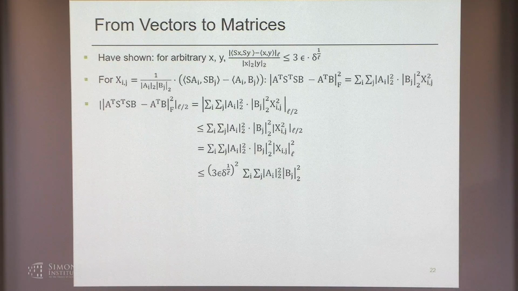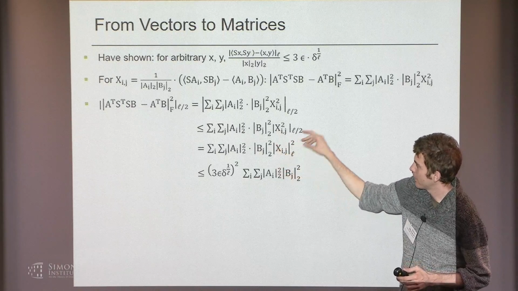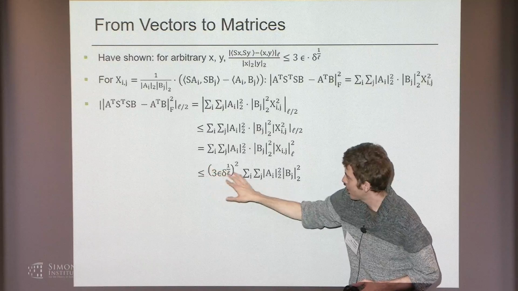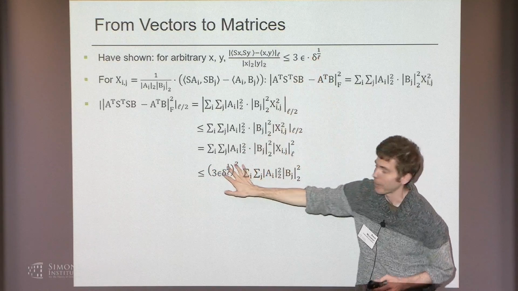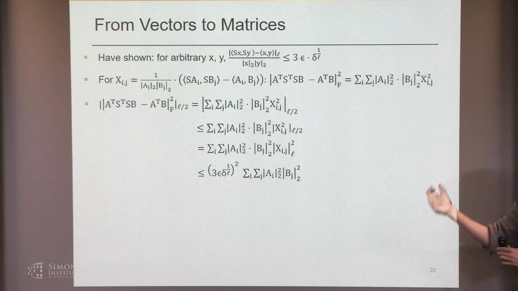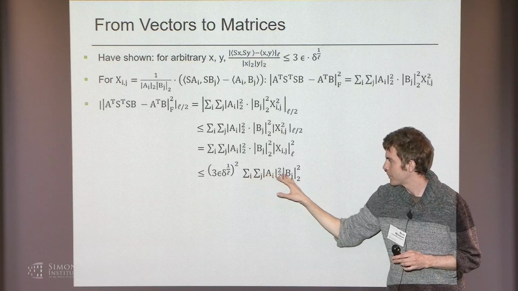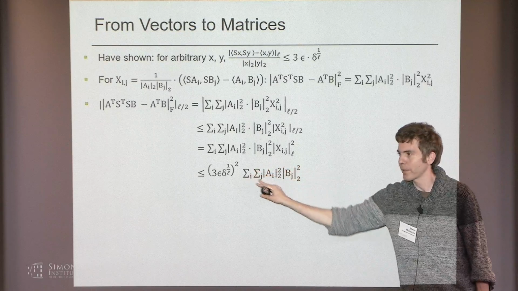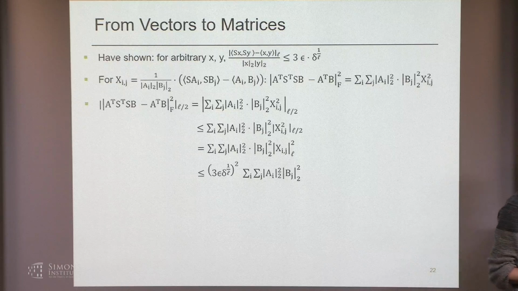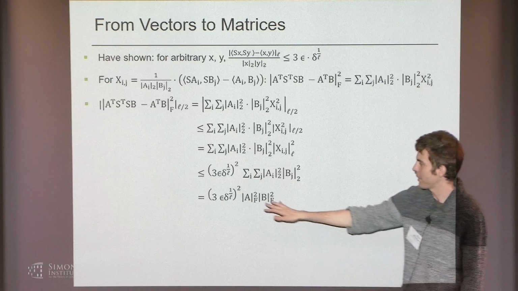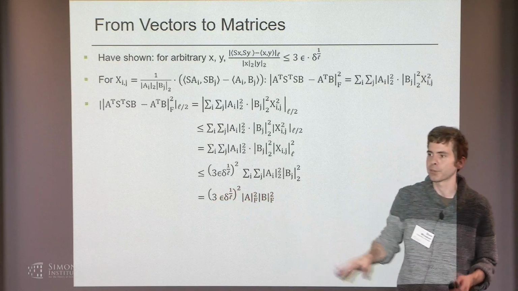So just plugging in that statement, we upper bound this squared L norm as this value squared. Clear? Okay, and I just factored that out, and inside I have the sum of squares, sum over all ij of norm of a_i squared, norm of b_j squared. And what is this quantity? Product of Frobenius norms squared. Yeah, it's just the product of squared Frobenius norms. So this is just 3 epsilon delta to the 1 over L, squared, times the product of squared Frobenius norms.